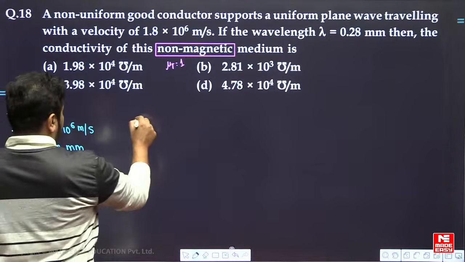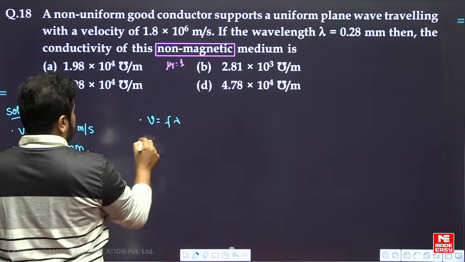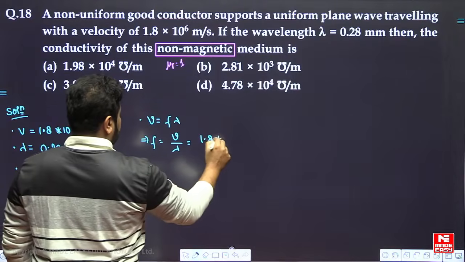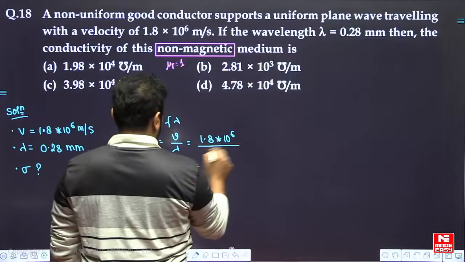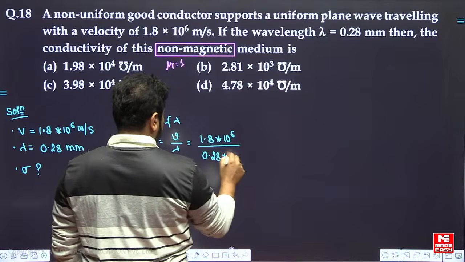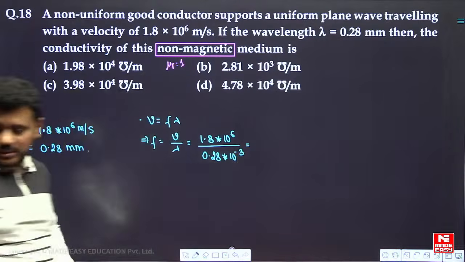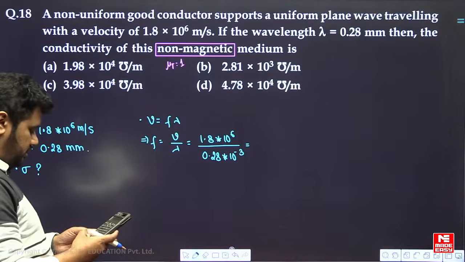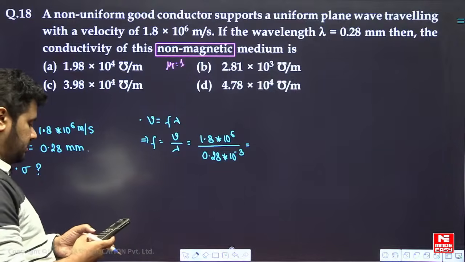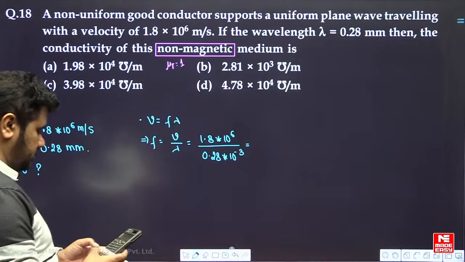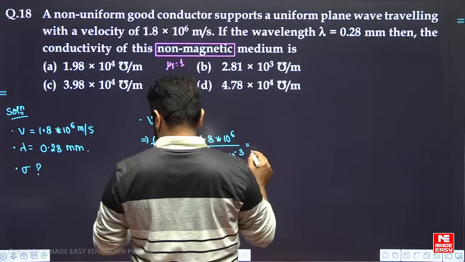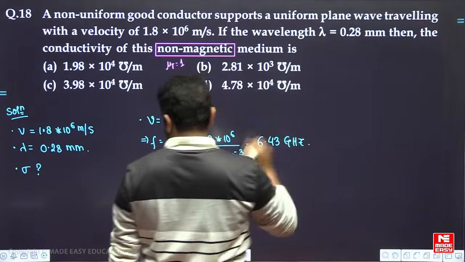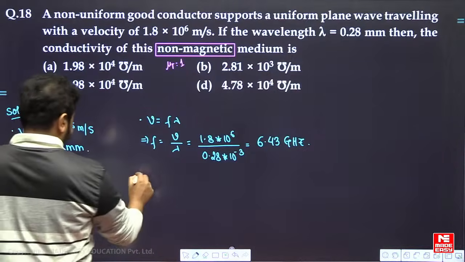We know that V equal to F lambda, right. So from here I will get the frequency as V upon lambda. 1.8 into 10 to the power 6 divided by lambda, 0.28 millimeter, means 10 to the power minus 3. So the frequency is 6.43 gigahertz.